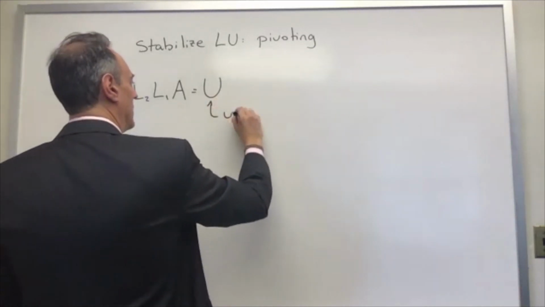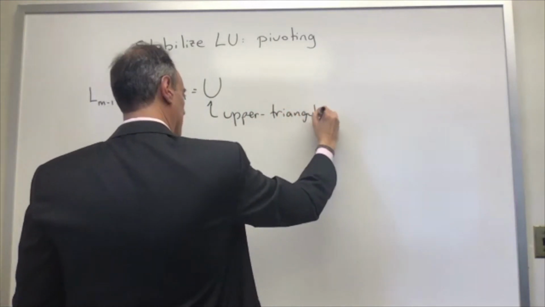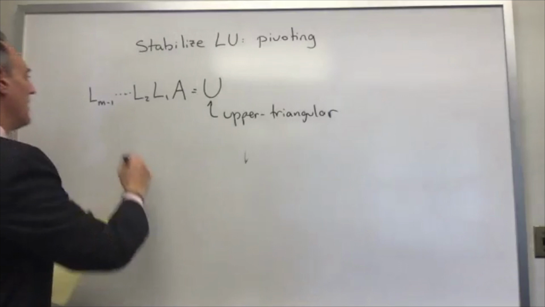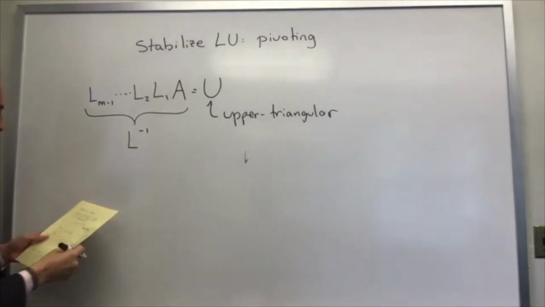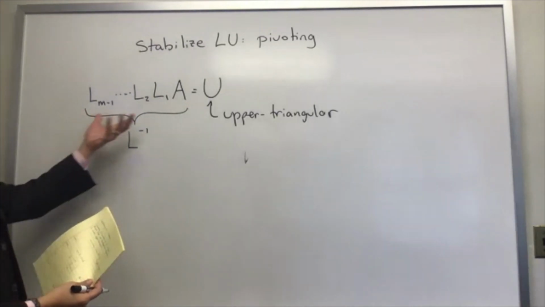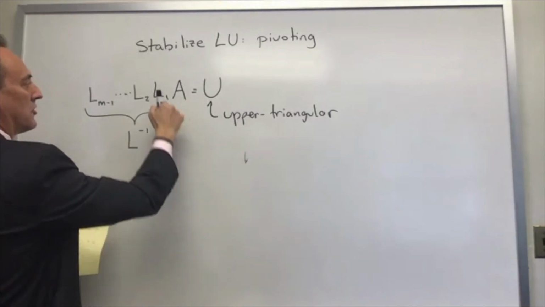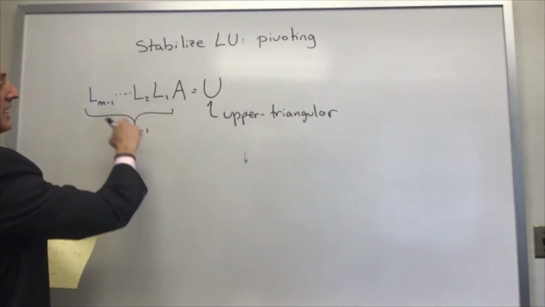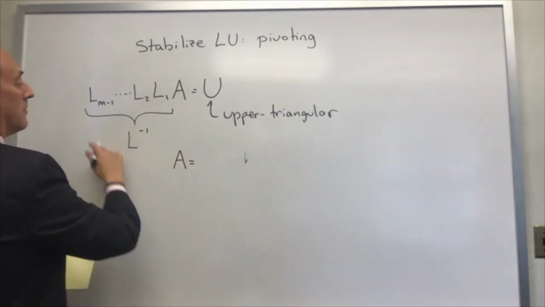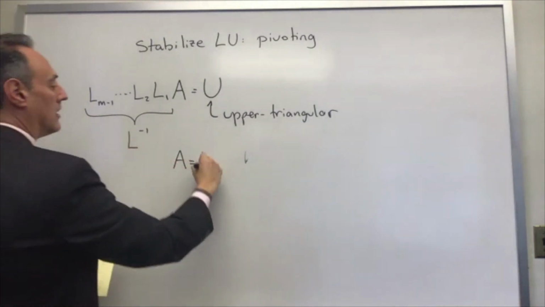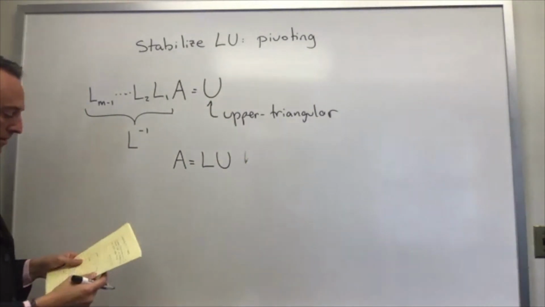So this is upper triangular. And this here is L inverse. So if I can find the inverse of that, then I'd have A is equal to L times U, multiplying both sides on the left by L inverse. That's the factorization, right? So that's what I want to be able to do.